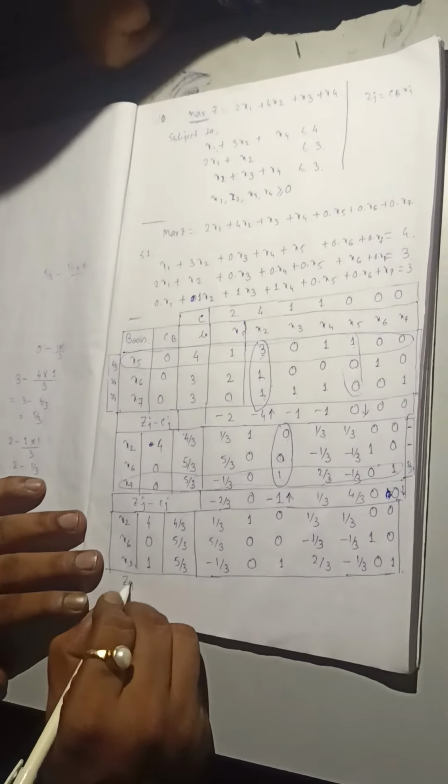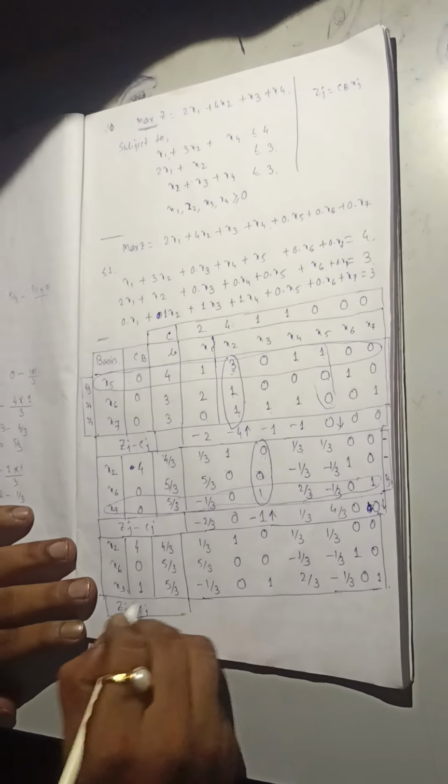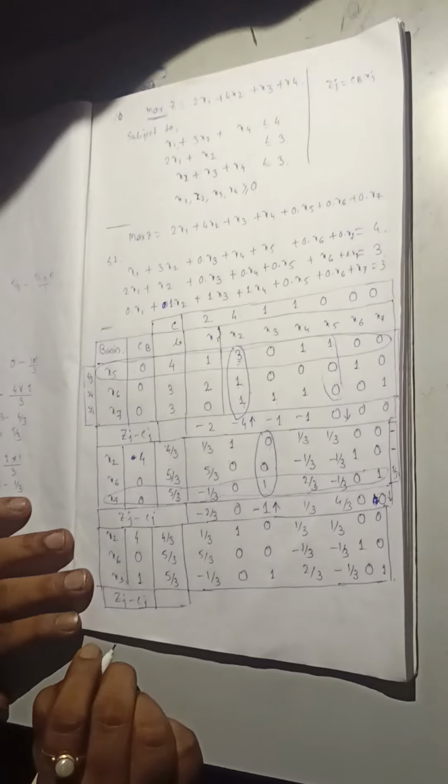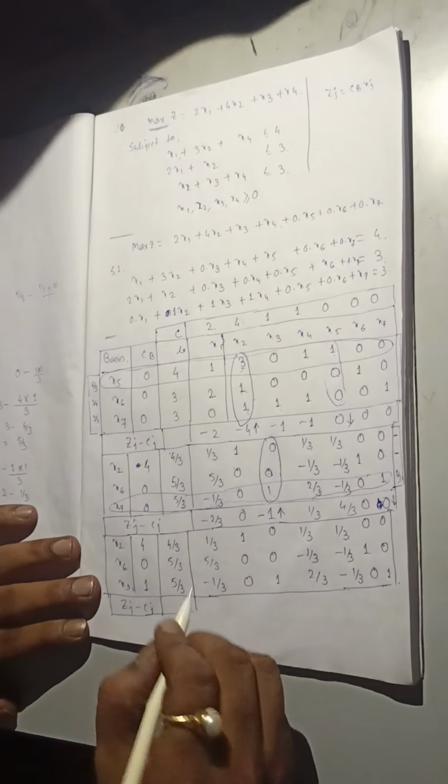Right? Now we will try to find out our zj minus cj. Obviously in every step we will find our zj minus cj, the optimality condition. If in any step we get all non-zero values, we are going to stop there.